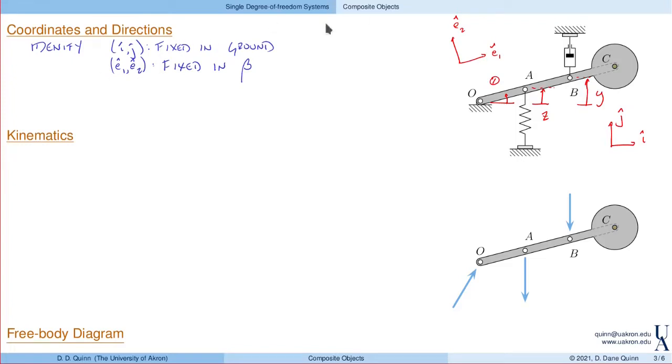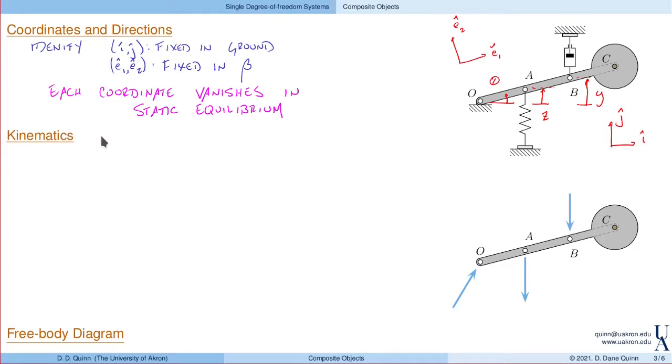So it is important here to remember that each coordinate vanishes in static equilibrium. So when the bar is horizontal, then theta is equal to 0, and Z is equal to 0, and Y is equal to 0. That'll make it easy to relate these coordinates one to another. Let's look at that now. So, kinematics, right? What's the motion?